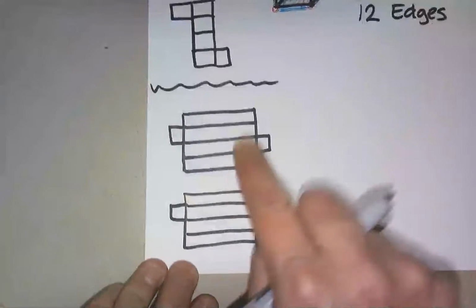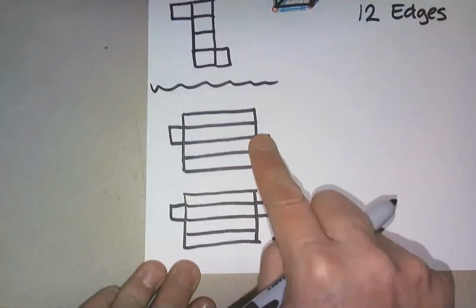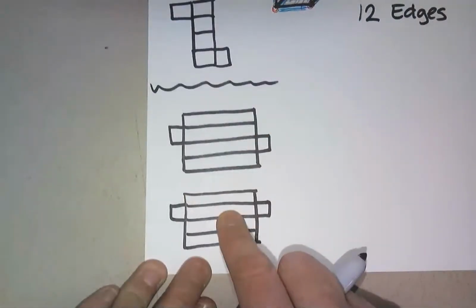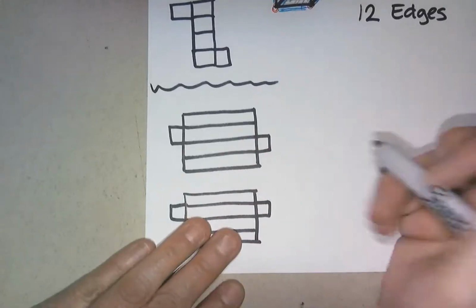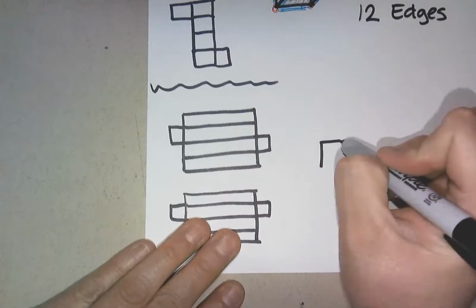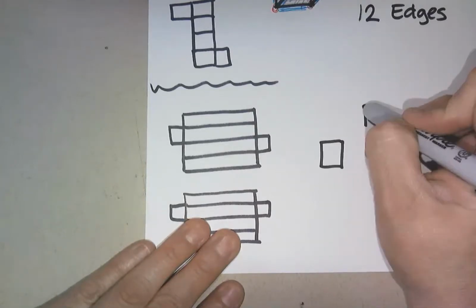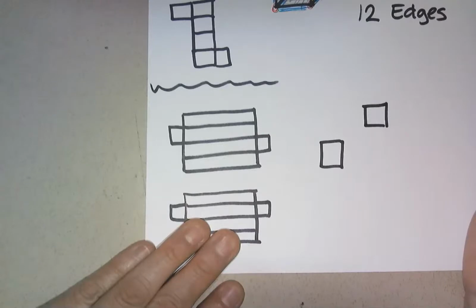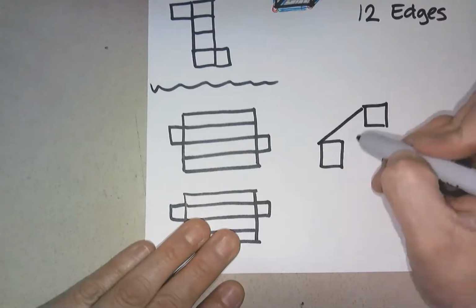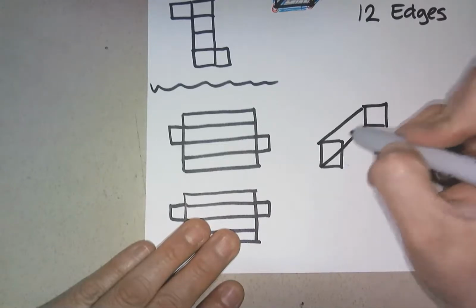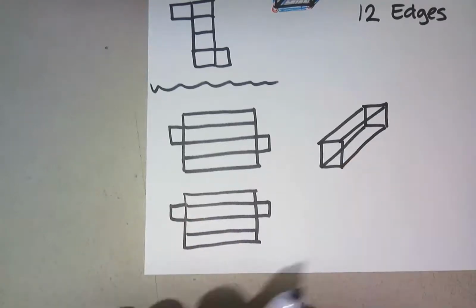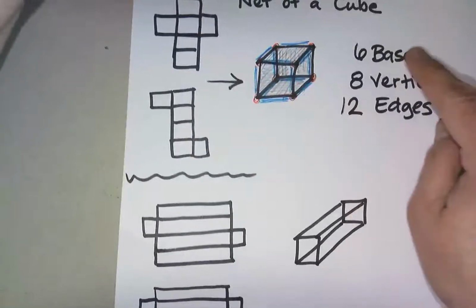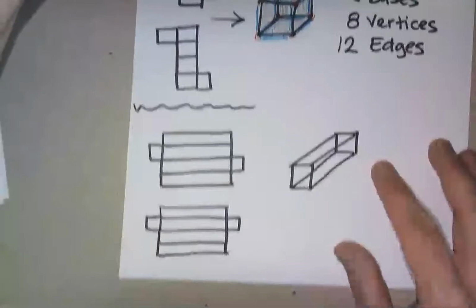So again, if you see the net and recognize that this is a rectangular prism, then draw the cube for the rectangular prism. So draw your square. Okay. And connect your lines. And again, remember the rectangular prism and the cube have the same bases, vertices, and edges.